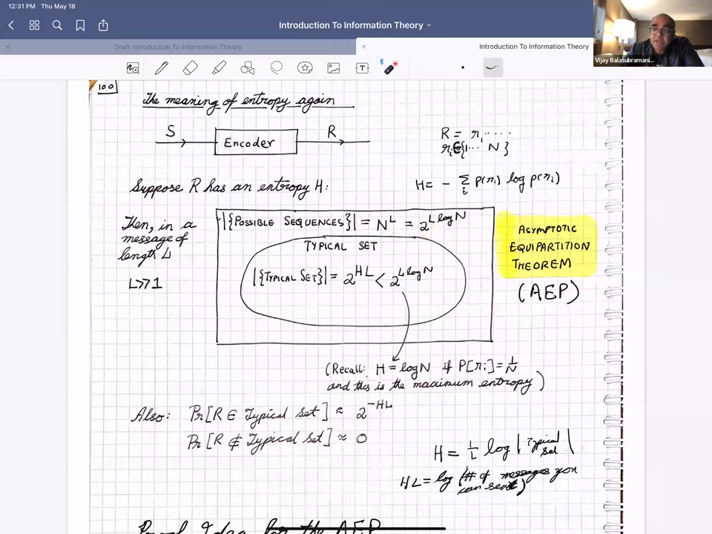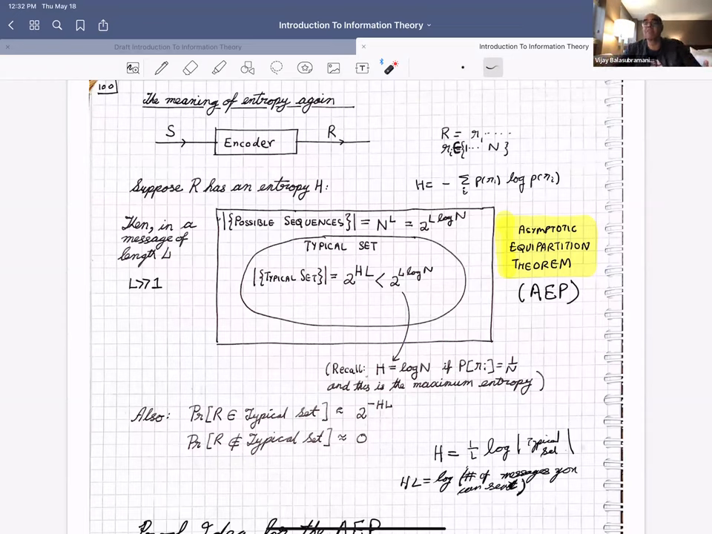The asymptotic equipartition theorem says that if you transmit your messages using a distribution over the symbols of entropy H, then in fact, a lot of the possible messages never get sent. What actually happens is that there is a smaller set called the typical set. The typical set has a size 2 to the power entropy times L. This is much less than 2 to the power L log N, which is the total number of messages you could send. And what's more, every single element of the typical set occurs with an equal probability of 2 to the minus HL. So after a long sequence of messages, the distribution over possible messages becomes uniform within the typical set and is zero outside the typical set.